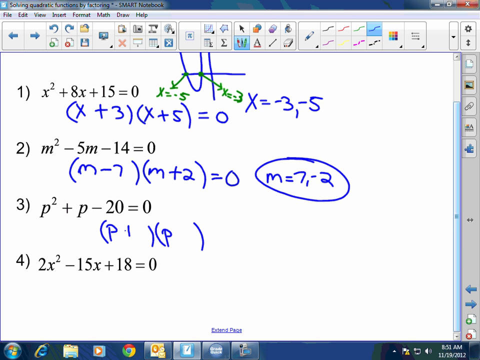Okay, p plus 5, p minus 4. 5 times negative 4 is negative 20. 5 minus 4 is positive 1. It works out. So my solutions would be p equals negative 5 and 4.